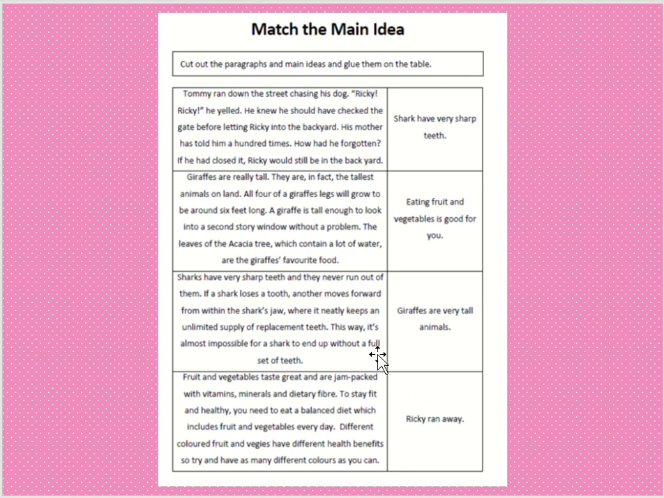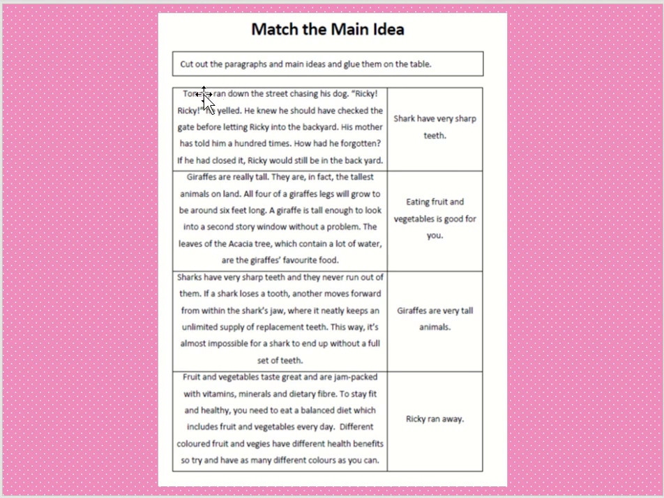So if that level 2 one is a little bit challenging, this is a level 1 activity that you can do first. Okay, so this is matching the main idea. So all you have to do is, if you're printing it, then you just cut out the paragraphs and then match it up to the main idea. So whichever one it's trying to tell you.